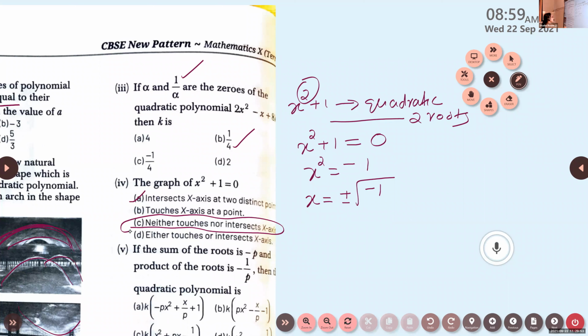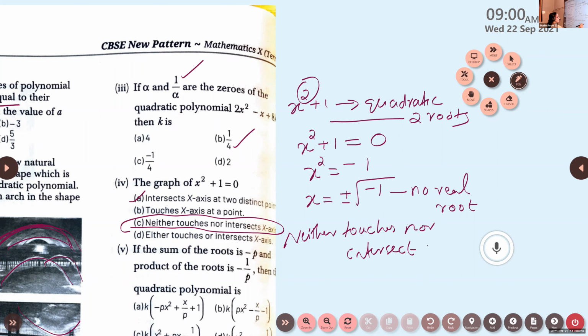Highlight this question. X square equal to -1, x equal to plus or minus root of -1. No real root. So neither touches nor intersects the x-axis.